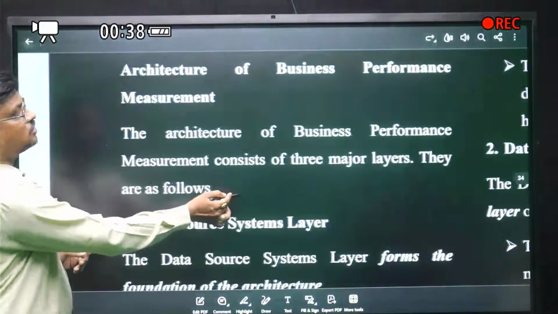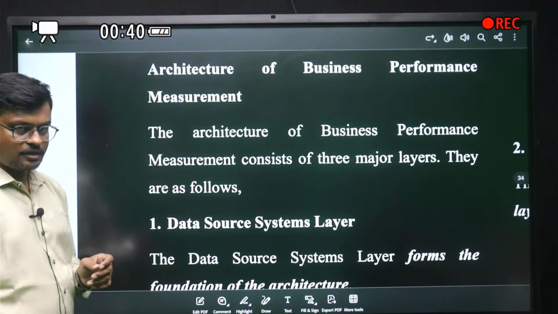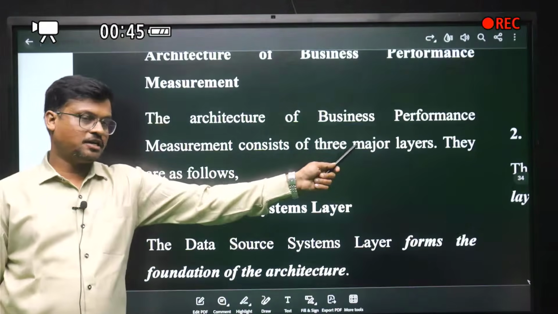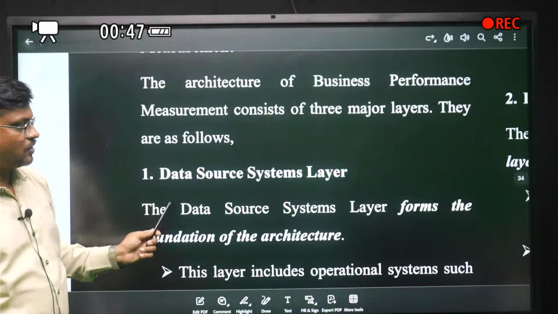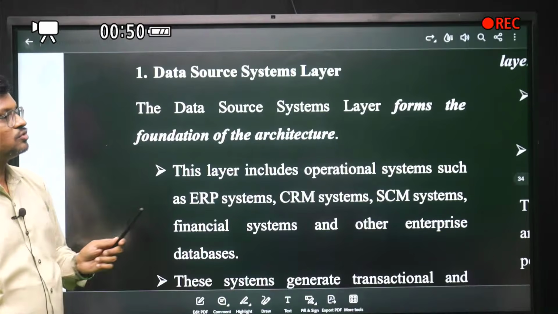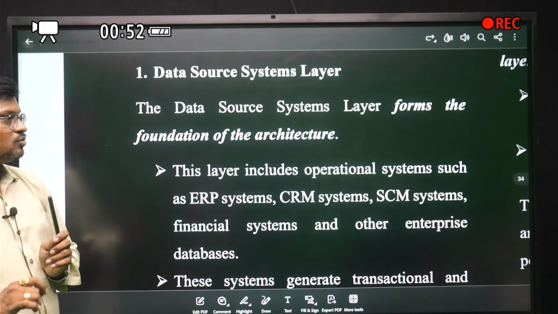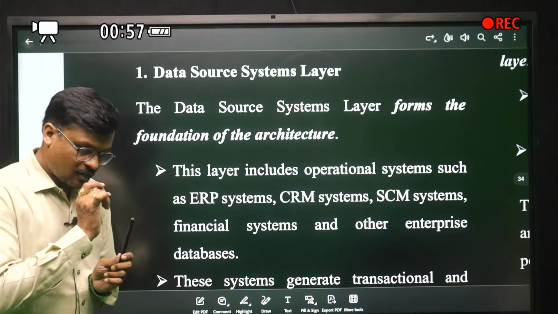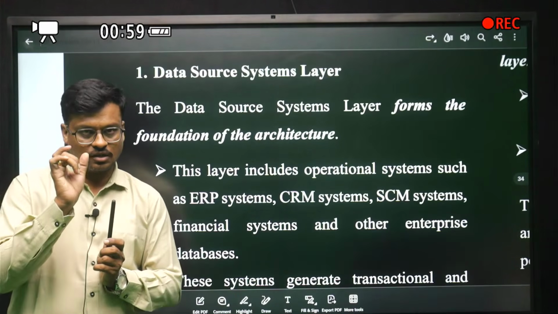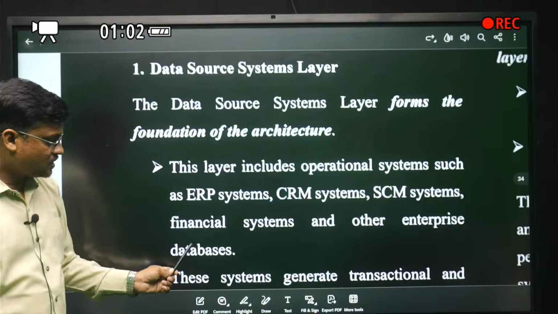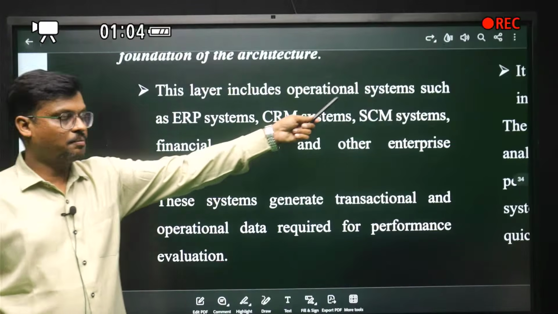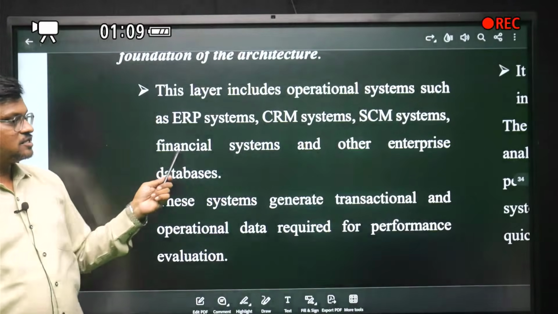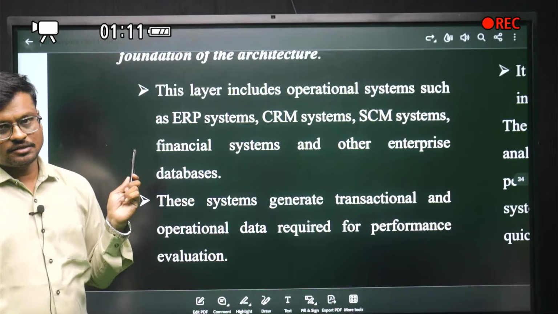Now coming to the architecture of the BPM, business performance measurement, the architecture of BPM consists of 3 major layers, dear. They are as follows. The first one is the data source systems layer. In the data source systems layer, we will focus on the foundation of your architecture. This layer extracts the information from operational systems like CRM or SCM, financial systems, and enterprise databases.